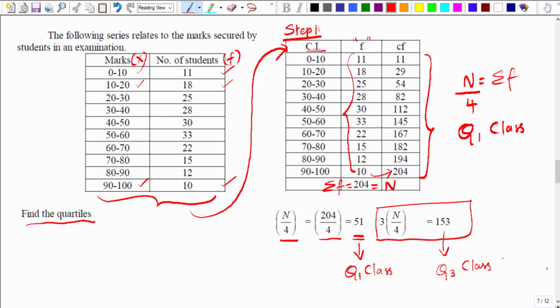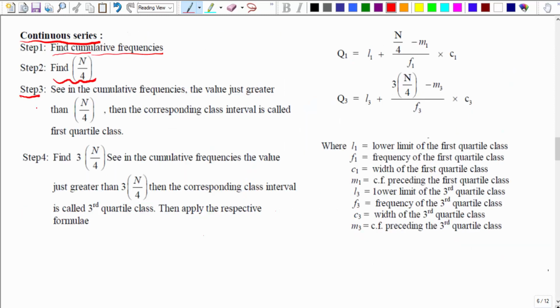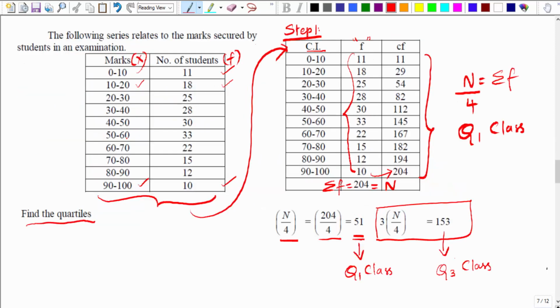So how do we find this? Let's go back to our steps. Step 3 says we have to look in the cumulative frequency for the value which is just greater than n by 4, and the corresponding class interval is called the first quartile class. Now our value is 51. We have to look for the value in cumulative frequency which is just greater than 51. So let's go back to the cumulative frequency.